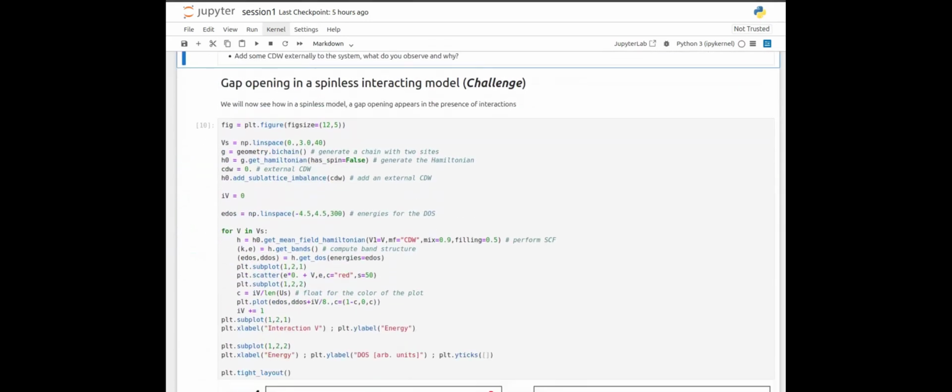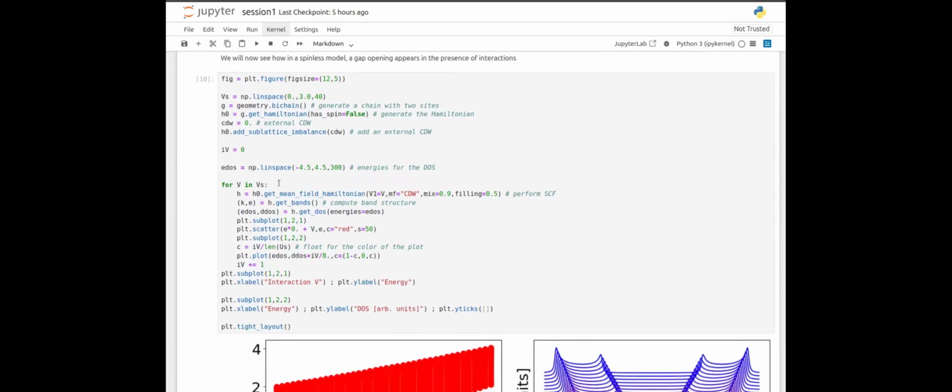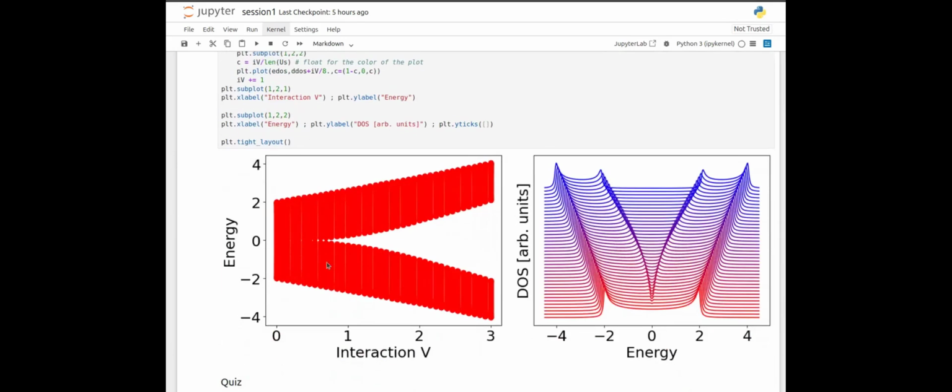Okay, so let's move on to the next question, which is the gap opening in a spinless interacting model. We are going to continue with the model that we were dealing with before, a one-dimensional chain with no spin and first neighbor interactions. What we are going to do is see how the electronic structure and the density of states evolve with the interaction. So we loop over different values of the interaction. We perform a mean field calculation with nearest neighbor repulsion with a charge density wave mean field ansatz. We compute the electronic structure, we compute the density of states, and we plot everything. And if we do this, we get the following.